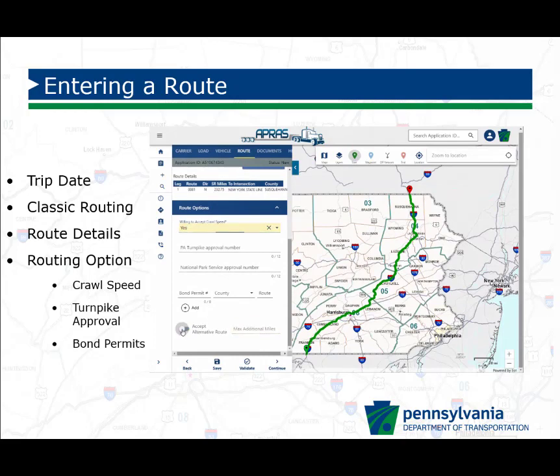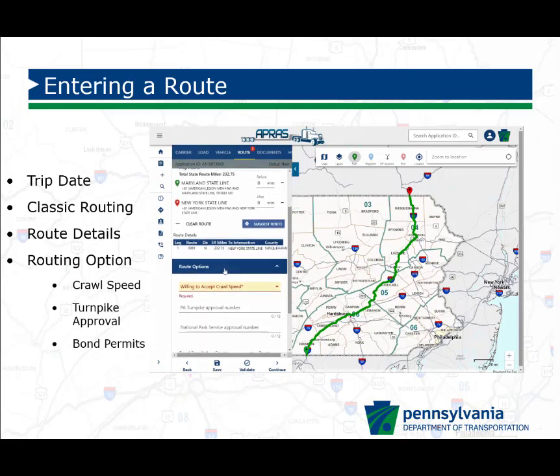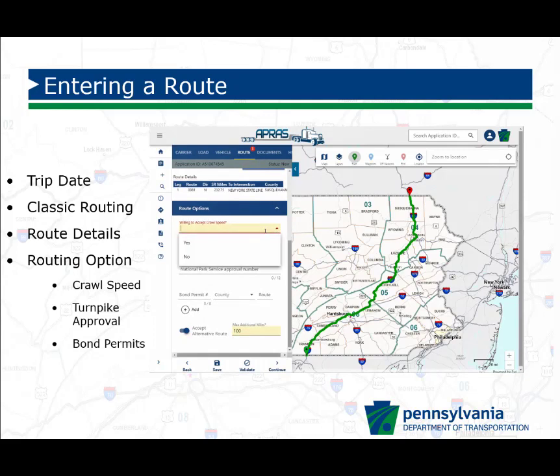In the Route Options section, indicate if you are willing to accept crawl speed, and provide any approval or bond numbers that may be needed for your application. An in-depth review of creating a route using the map can be viewed in the APRAS Map Routing tutorial.